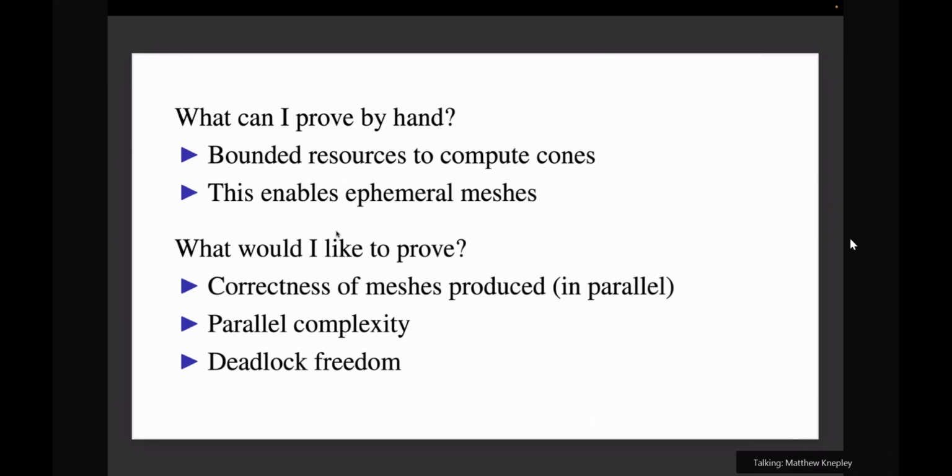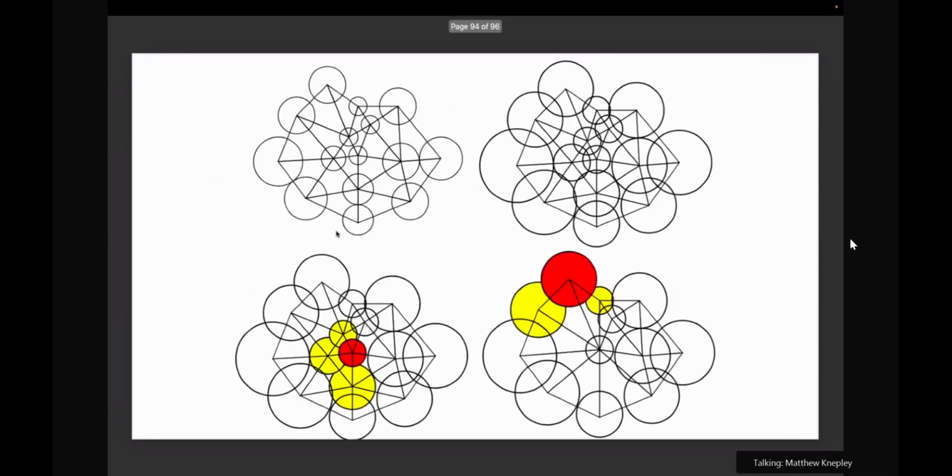I would like to be able to prove that the meshes produced by any given transform are correct. I think Blaze had a point that one may be geometrically incorrect, and that would be neat to prove. I have a by-hand proof of parallel complexity, and I'd like to be able to prove that formally. Proving things like deadlock freedom of the whole algorithm would be great. I know it is, but I have not proved that it is, and that would be wonderful.